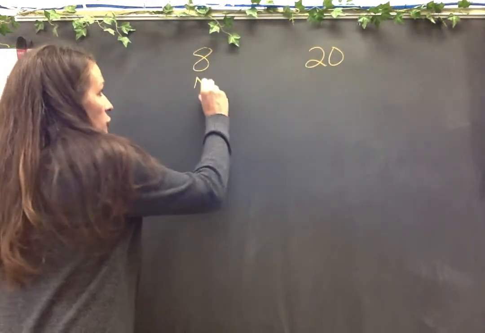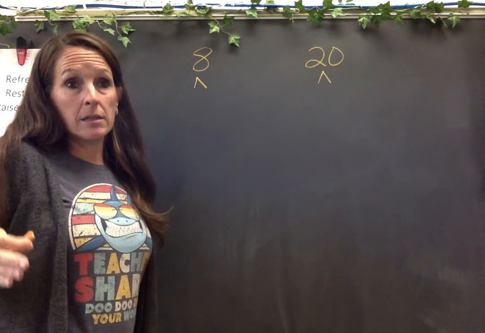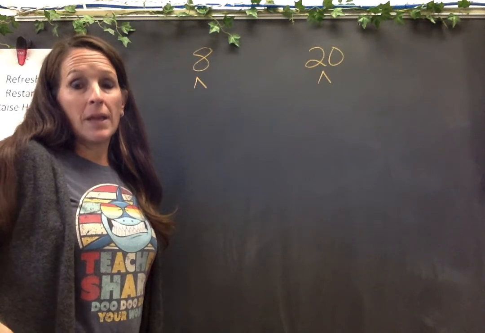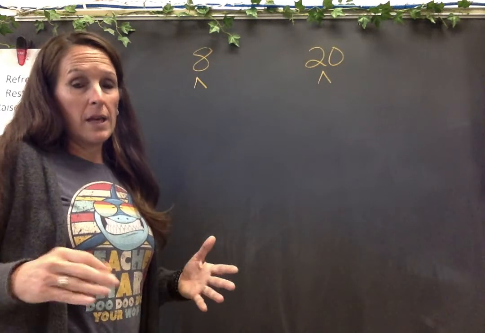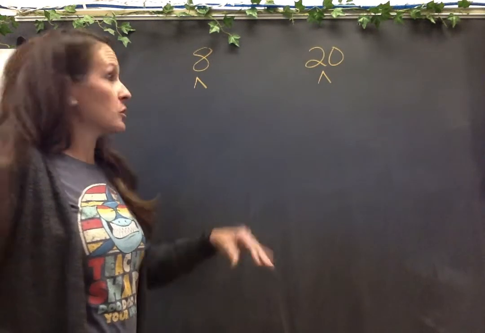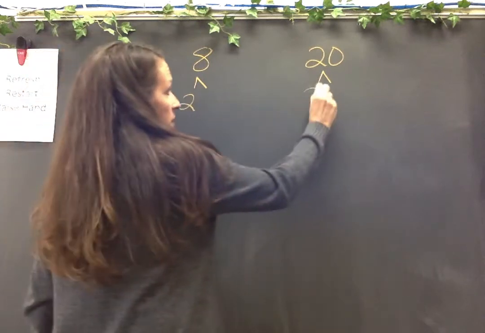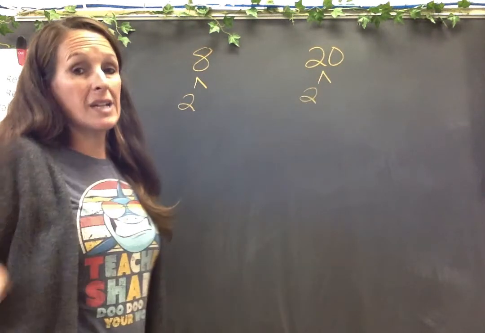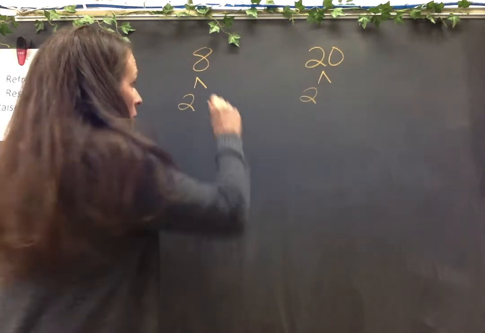So let's make a factor tree, and we need to think about what are the numbers that go into 8 and what are the numbers that go into 20. My favorite number to start with is a 2, because a 2 goes into half of the numbers, and these are both even. So I know a 2 is going to go into both of these. So I ask myself, 2 times what gives me 8? The answer is 2 times 4, all right?